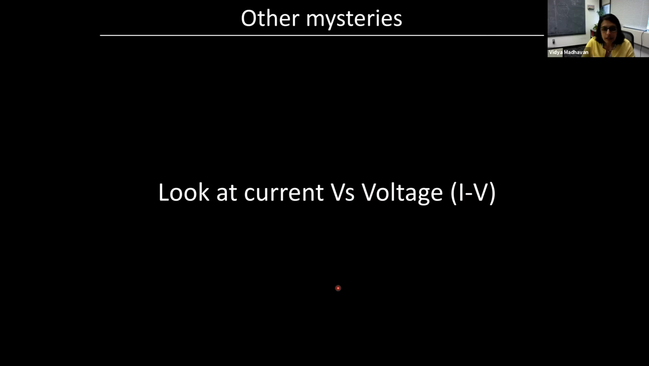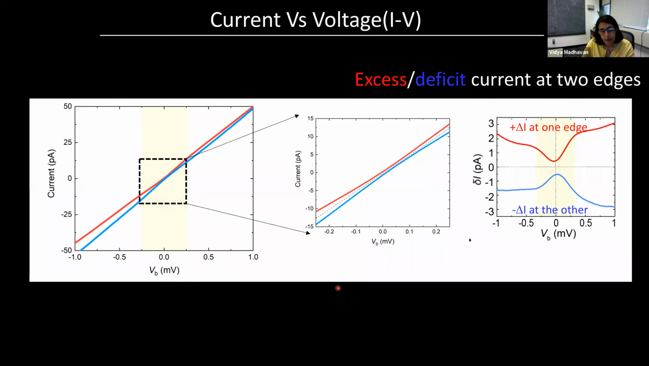So in our search for understanding the strange line shapes that we were seeing, we also looked at IV, which is current versus voltage. And we found something quite remarkable. So this is simply current, which is the integrated dI/dV versus bias voltage.